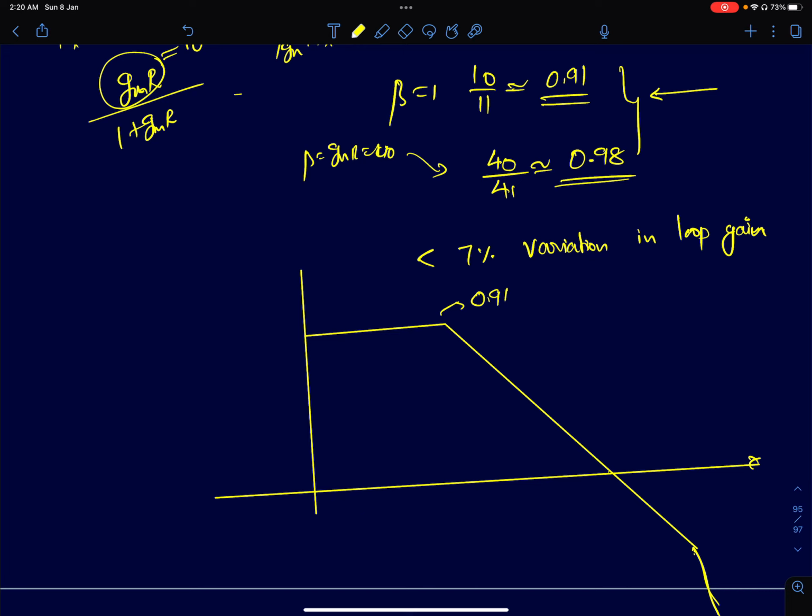So you will have a slight variation in this loop gain. Since I'm going to multiply it by 0.91 in one case, and in the second case by 0.98, you'll have a slight variation in the UGB and even the phase margin. The phase margin will only get better because your loop gain is slightly reduced. So that's one way that I can resolve this problem.